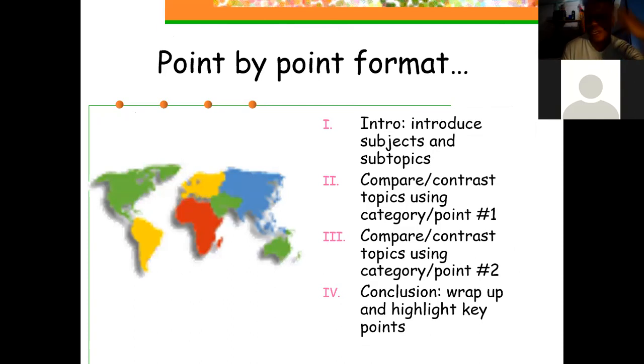The point by point format is another format in which you can write your essay. For example, the first step is to introduce the subject, then compare and contrast the topic using category point number one, compare and contrast the topic using category point number two, and the conclusion highlights the key points.